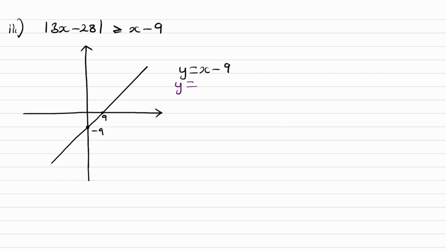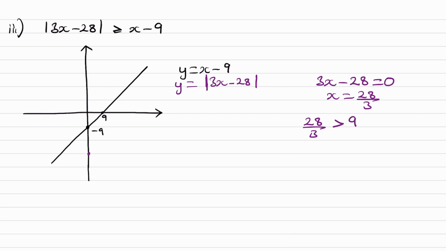And then for y equals the modulus of 3x minus 28, we first have to start by drawing the line y equals 3x minus 28. So the y-intercept for that would be minus 28, which is over here somewhere. And the x-intercept, if we were to set y to be 0, we'd end up with x equals 28 over 3, and 28 over 3 is bigger than 9. So the x-intercept would be just to the right of 9, and the line would then look like this.